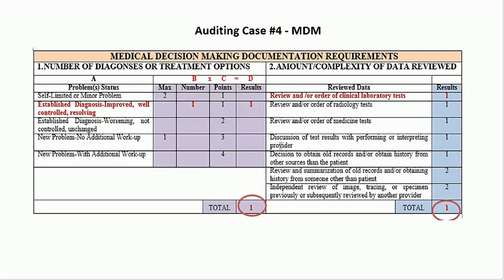Under the diagnosis and treatment options for Case 4, the provider states that the anticoagulation is within goal, which would be worth 1 point under the established well-controlled problems, and so our result is 1, which is also the total for this element. Under the amount and complexity of data to be reviewed, 1 point is assigned for reviewing the patient's INR, and 1 point is also our total for this element.